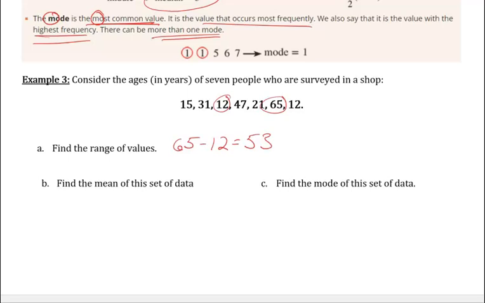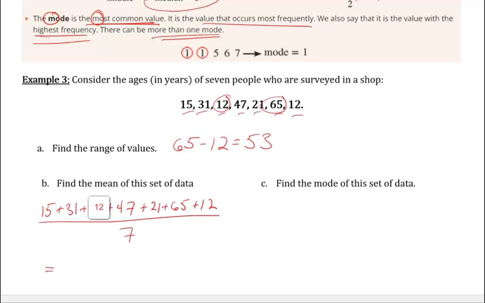So to find the mean of this set of data, I'm going to take all of these and add them up. Doesn't matter the order for mean. And then I'm going to divide that by the number of data points I have. 1, 2, 3, 4, 5, 6, 7. That gives us 203 over 7, which gives us 29. So that means the mean of this data set, the middle ground, is 29.